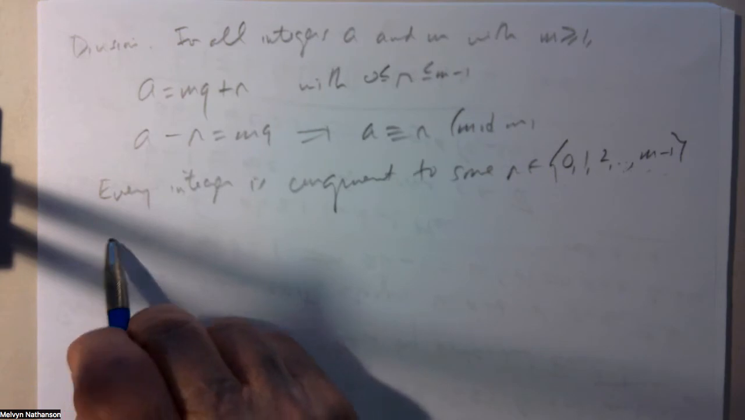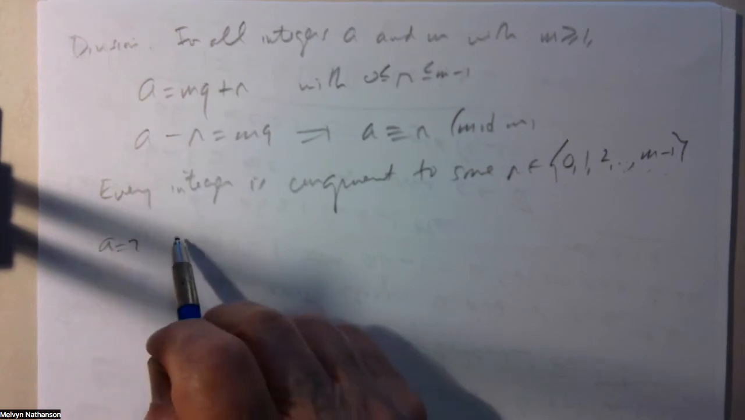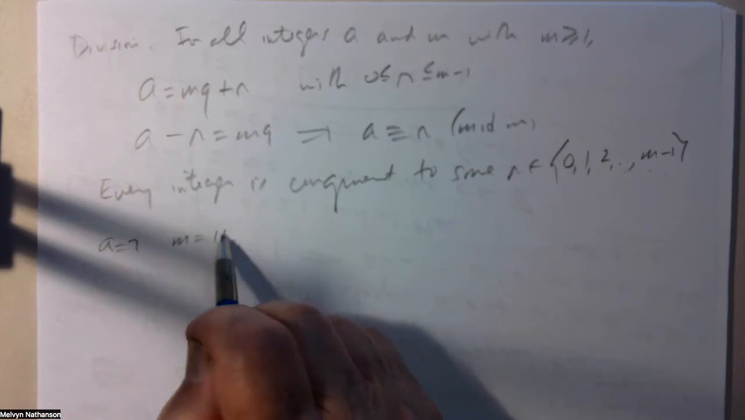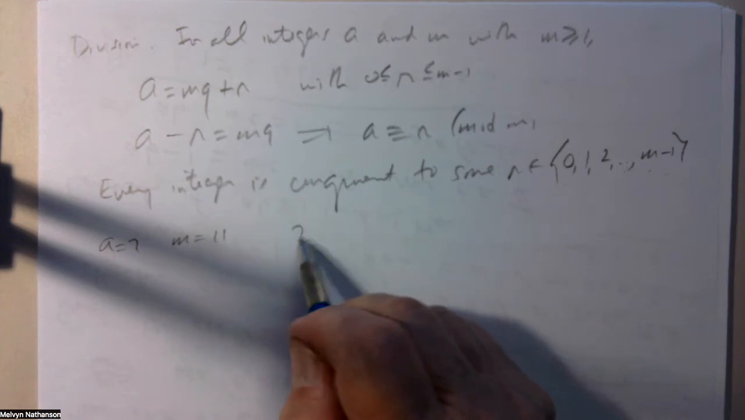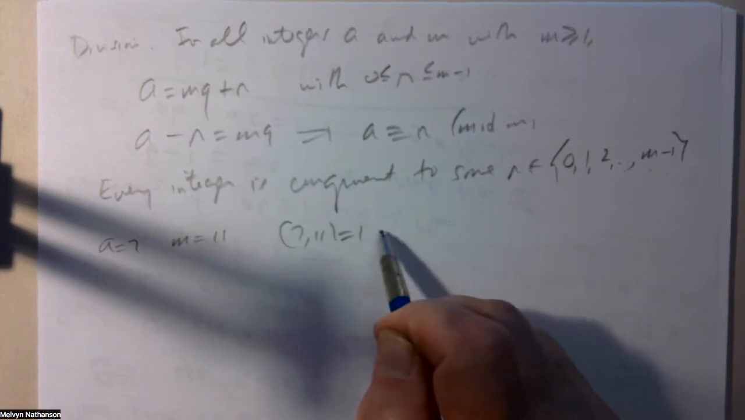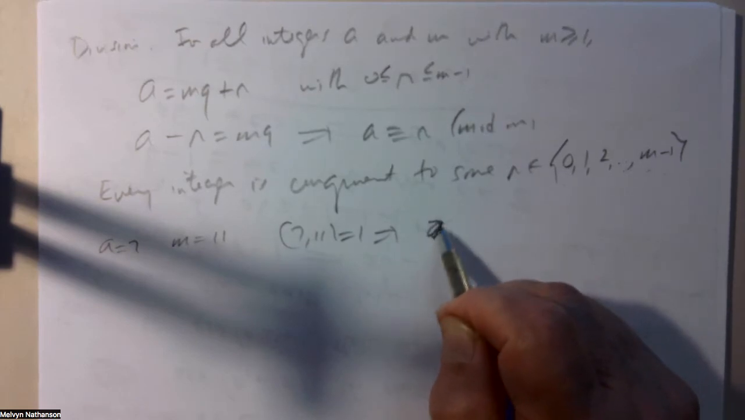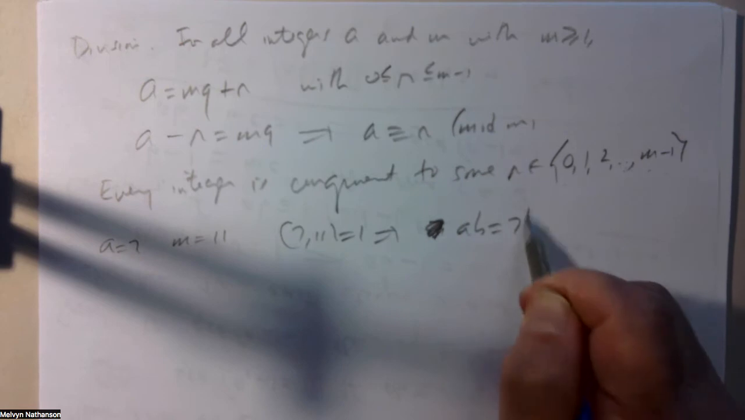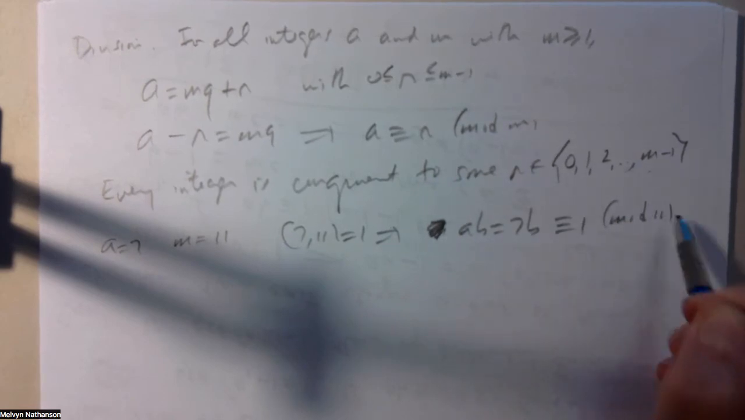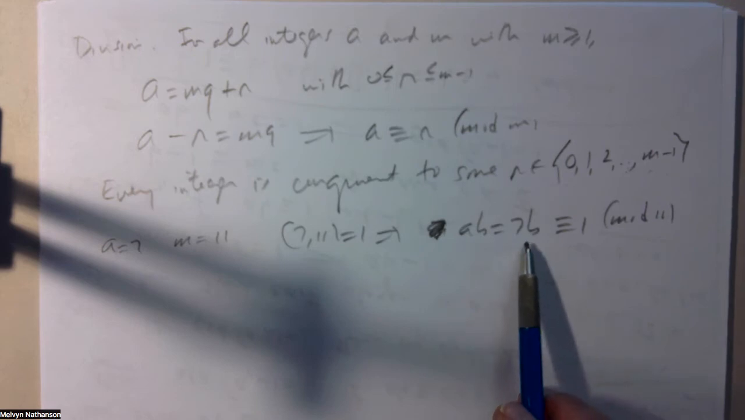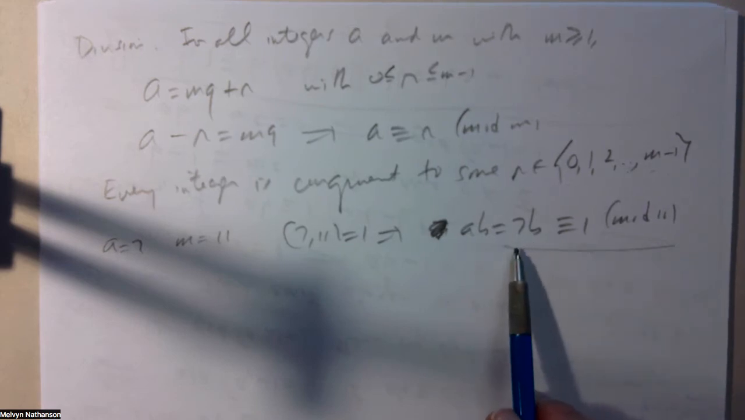I should also say something about fractions modulo M. So for example, suppose I take A equal to 7 and the modulus equal to 11. So 7 and 11 are relatively prime. So there's a number B where AB, or 7B, is congruent to 1 mod 11. So how do we find B?